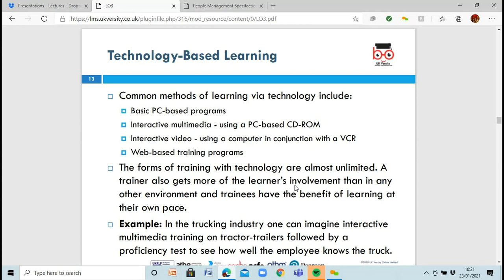So an example of this is, again, within the trucking industry. In the trucking industry, one can imagine interactive multimedia training on tractor trailers followed by a proficiency test, to see how well the employee knows the truck. So they're carrying out tests, they're able to do training on the PC or the laptop, and they're able to become proficient, to see how well they know how a truck works and if they know all the systems that need to be used.